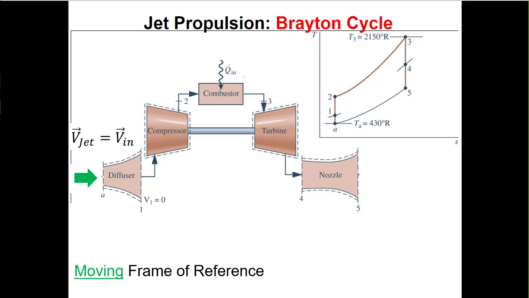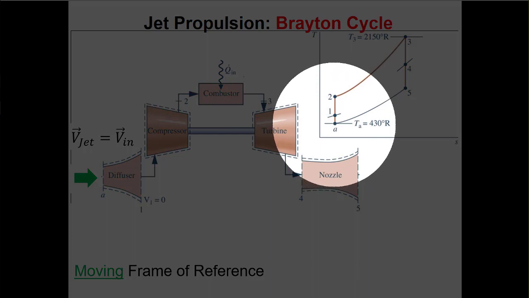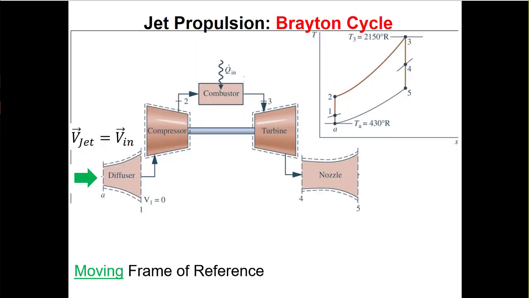So the turbine or the diffuser looks kind of like a compressor, right? What it's doing is it's increasing the temperature or the enthalpy of the fluid, but it does it not by adding mechanical power, but by scavenging that kinetic energy of the fluid that's coming into the diffuser.